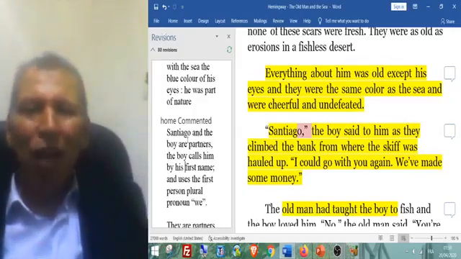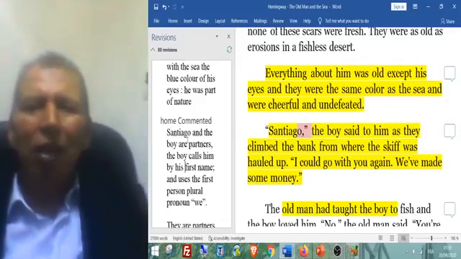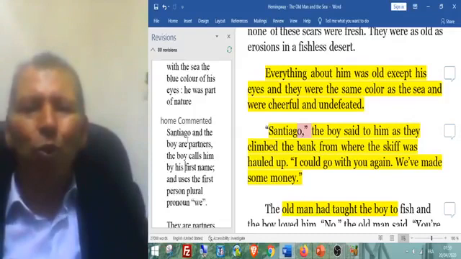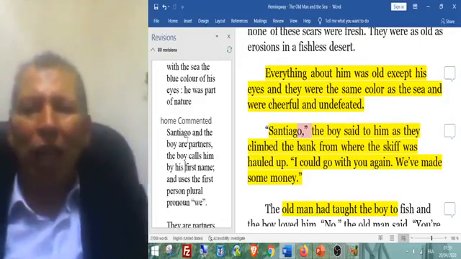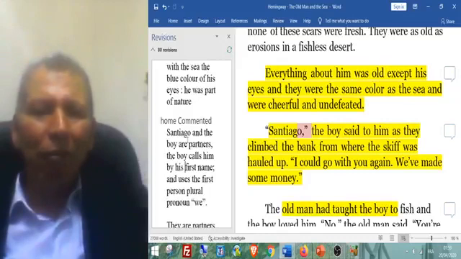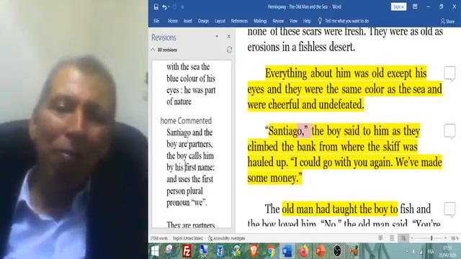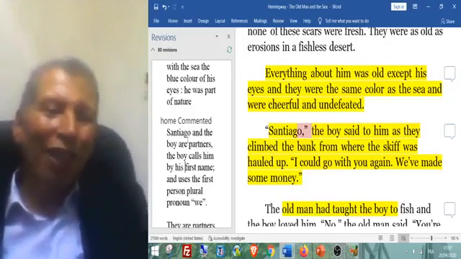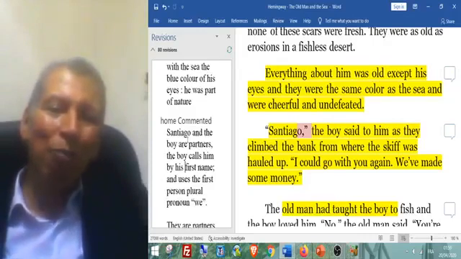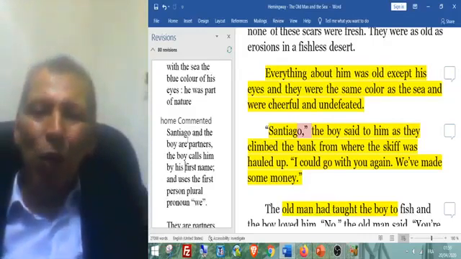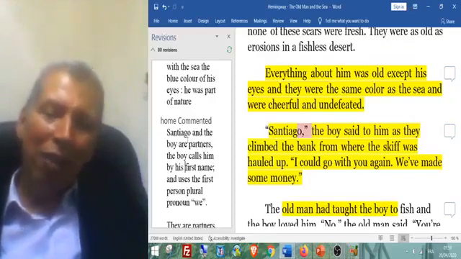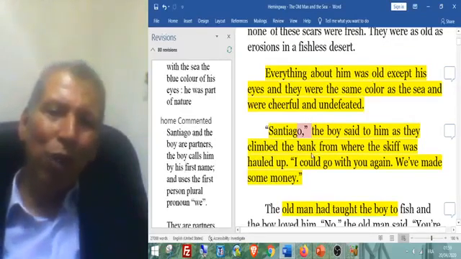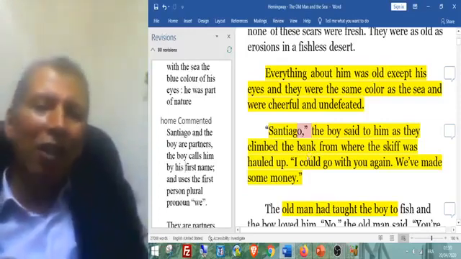The boy said to him as they climbed the bank from where the skiff was hauled up, "I could go with you again. We've made some money." So he's calling him by his name. They are partners. He doesn't call him Mr. or Sir or whatever. He calls him like a friend, like a pal. And moreover, he says, we have made some money, using the first person plural pronoun. So there is a partnership between the two, between master and disciple.